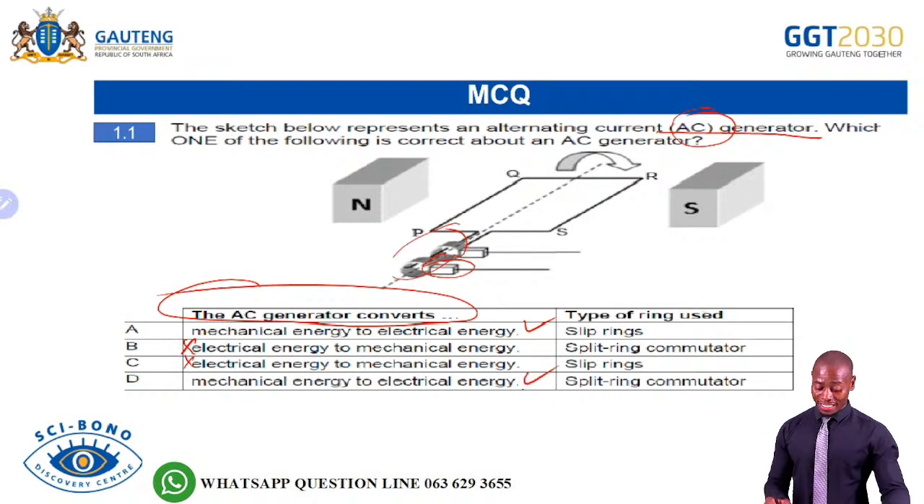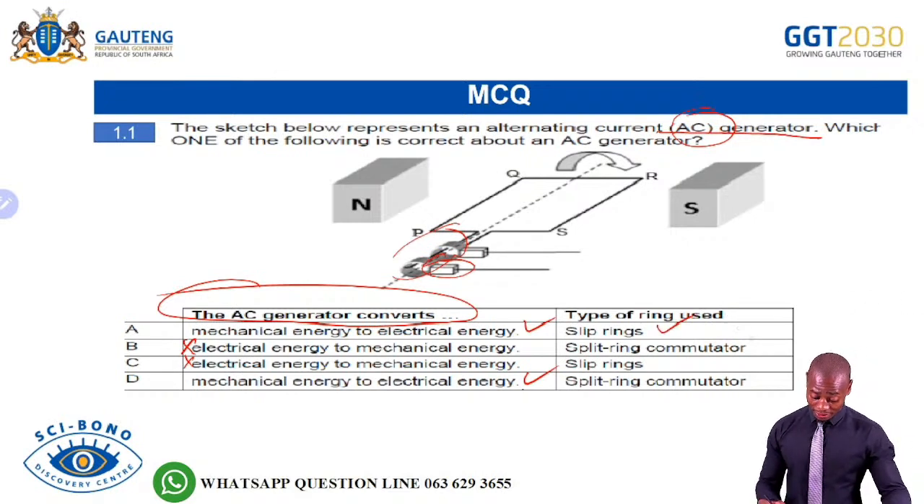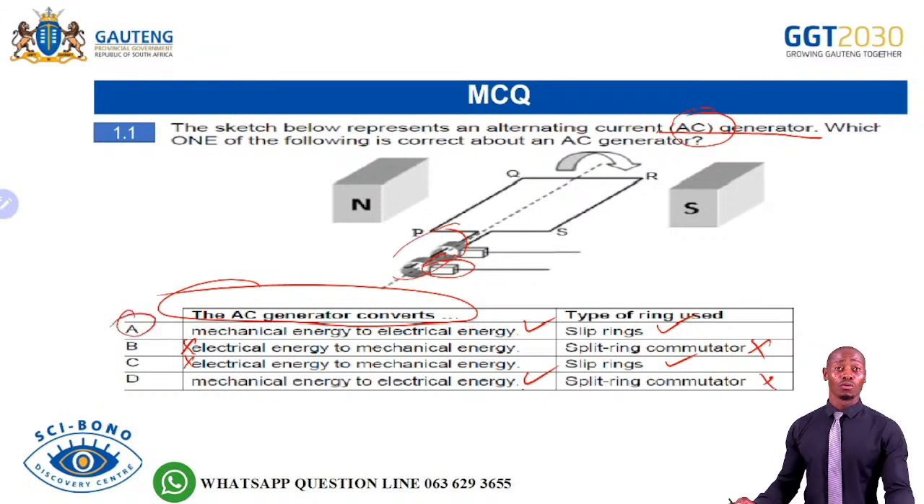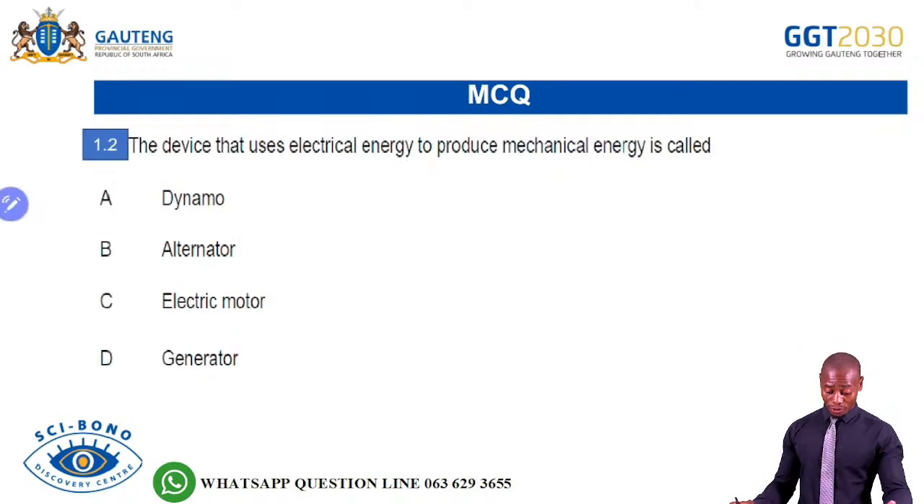Type of ring used. This is an AC generator. So the type of ring used, we all know, is a slip ring, right? So slip rings. It can be a slip ring, it can't be a commutator. So where there are 2 ticks, that will be our correct answer. So the correct answer here will be A. So you must know your story, right? Under generators and also under motors. All right, I hope we're still together.